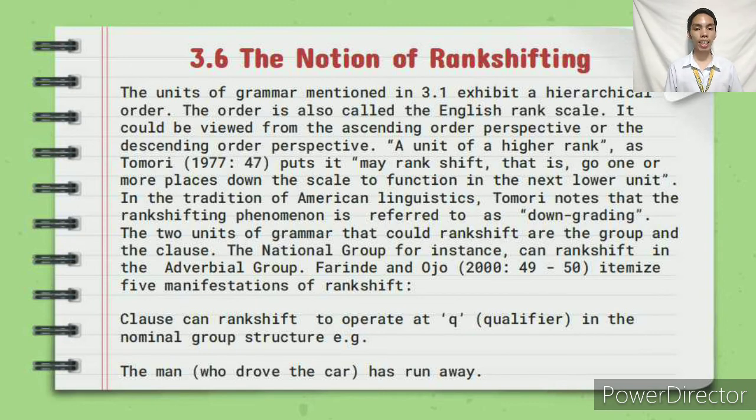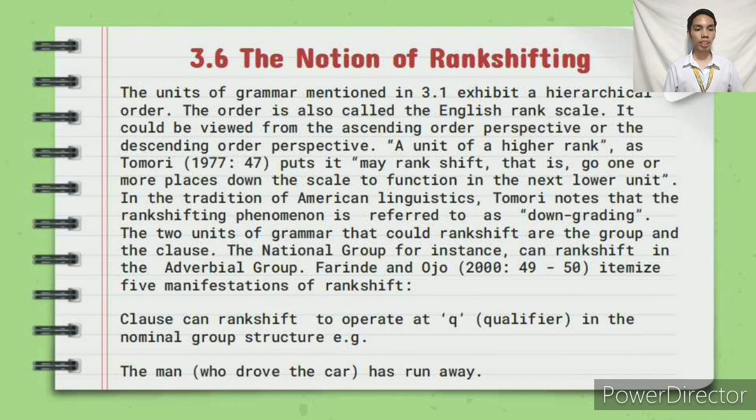A unit of higher rank, as Tamori, 1977, page 47, puts it, may rank shift, that is, go one or more places down the scale to function in the next lower unit. So, in the tradition of American linguistics, Tamori notes that the rank shifting phenomenon is referred to as downgrading. So, this is where a unit at the higher rank functions as a unit at a lower rank, so that's why there is a downgrading. The two units of grammar that could rank shift are the group and the clause. So the group or the phrase and the clause.